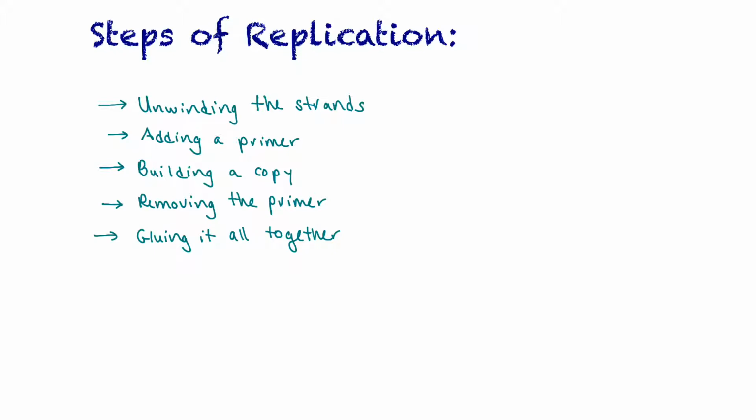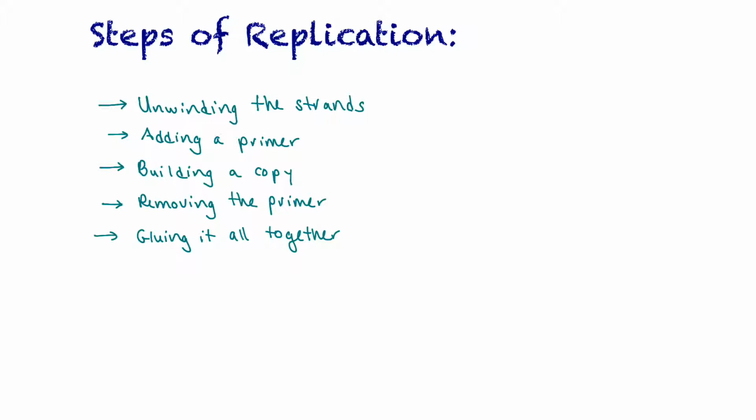So there are several enzymes and several steps involved in the process of replication, and it kind of makes sense because DNA is an extremely long molecule that contains all of the genetic information for the organism, so you want to get the steps correct. So there's going to be a lot of players involved.